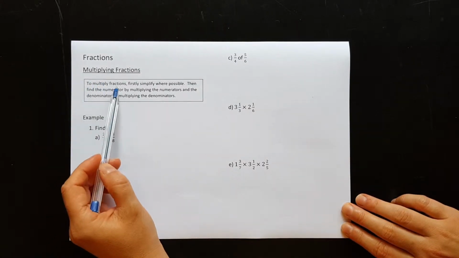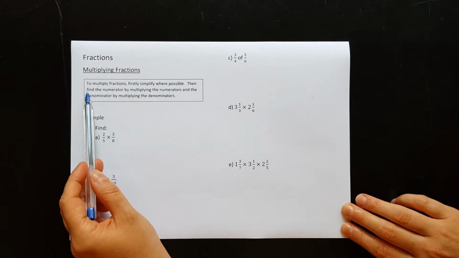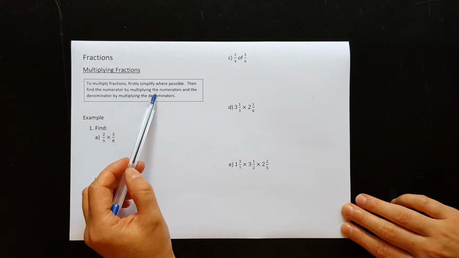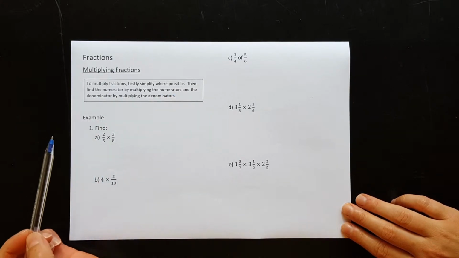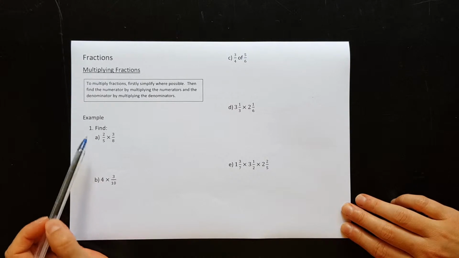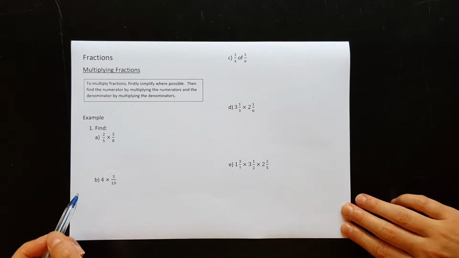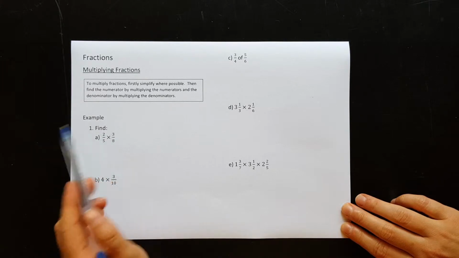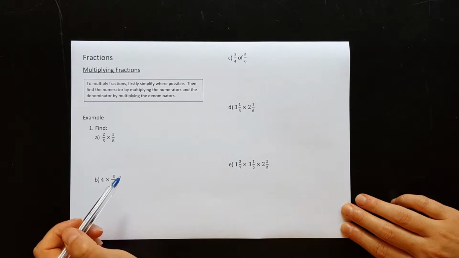To multiply fractions, firstly, we simplify where possible, and then we find the numerator by multiplying the numerators and the denominator by multiplying the denominators. Okay, it's all very wordy. I always find it's much easier to just see it done, and it makes more sense that way. So, what all that said was, first thing when we're multiplying fractions is we want to simplify.